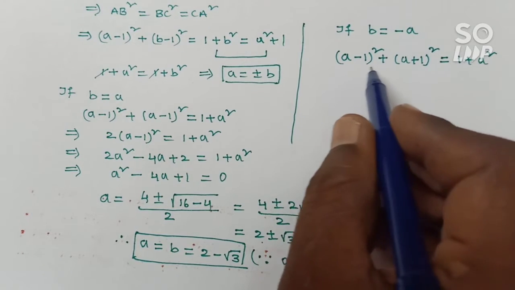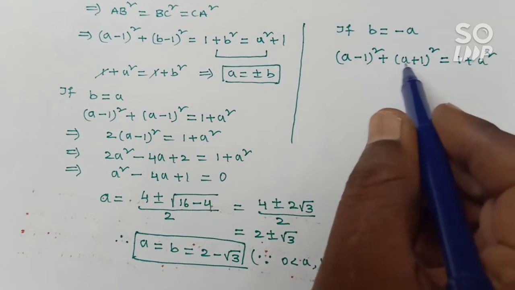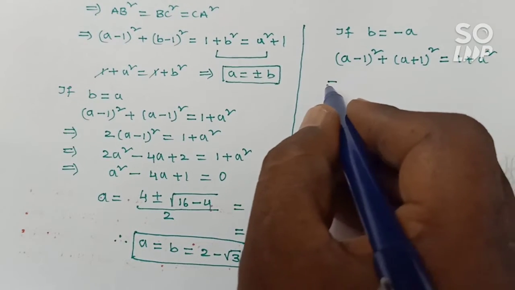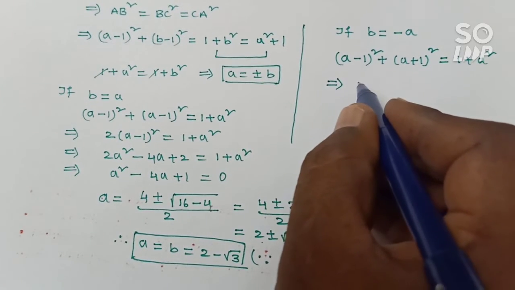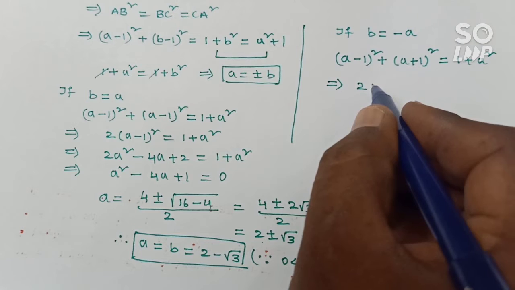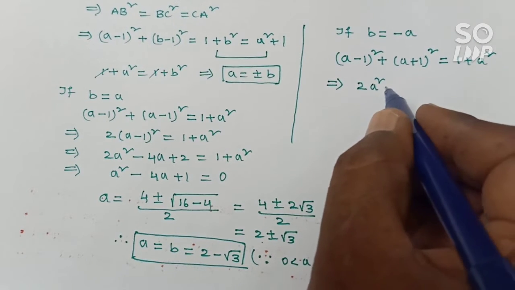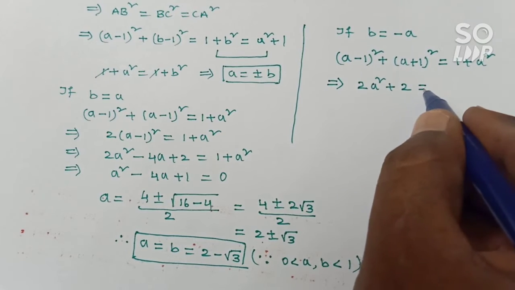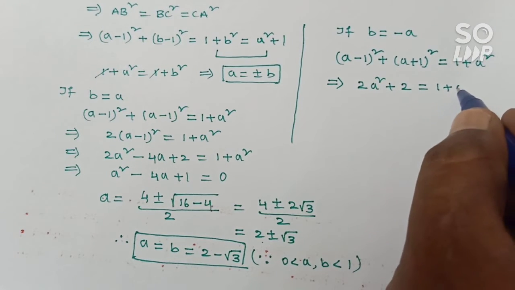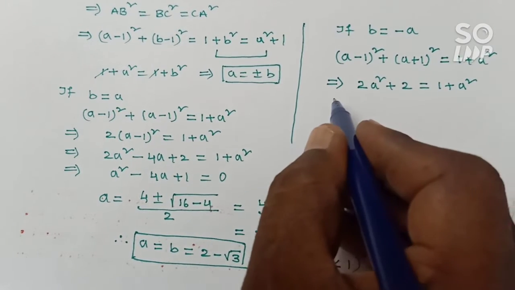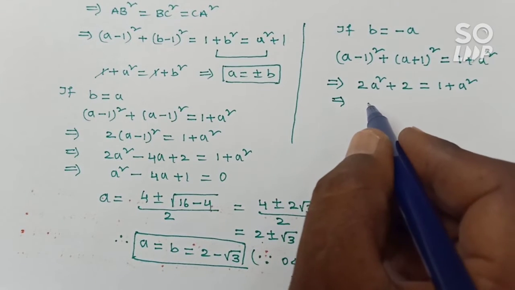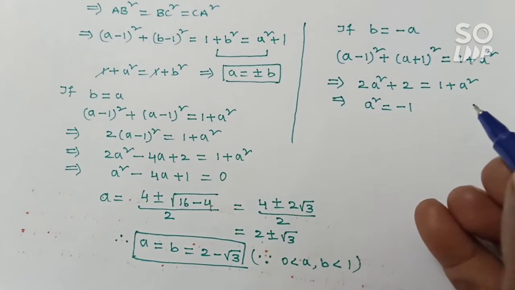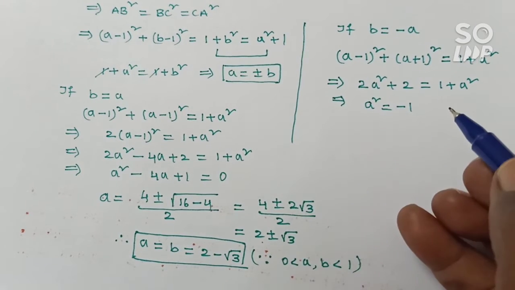Now this one is in the form of (a plus b) whole square plus (a minus b) whole square, which is nothing but 2 into (a square plus b square). Therefore 2a square plus 2b square, where 2 is equal to 1 plus a square. That implies, by simplifying, a square is equal to minus 1.